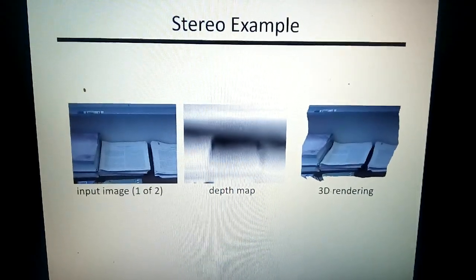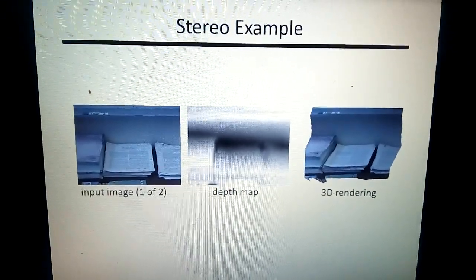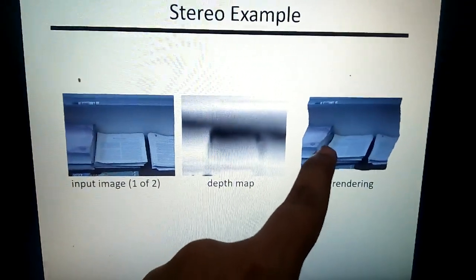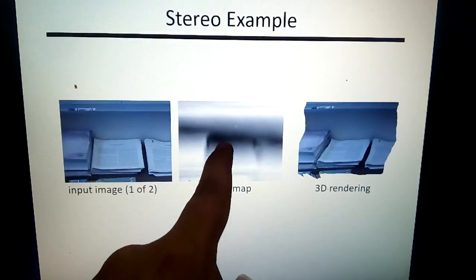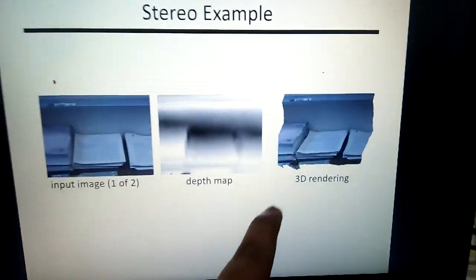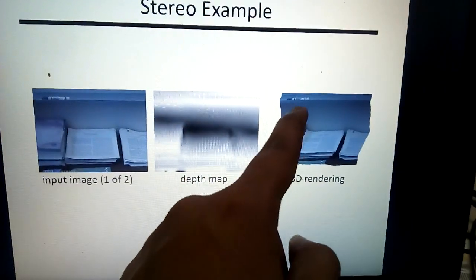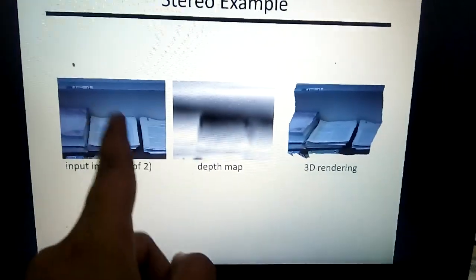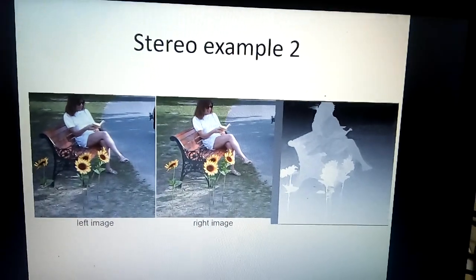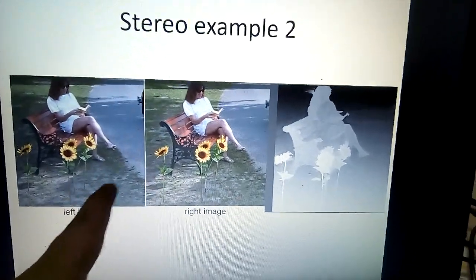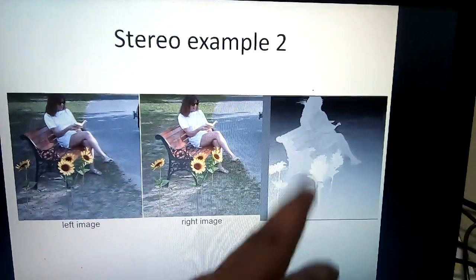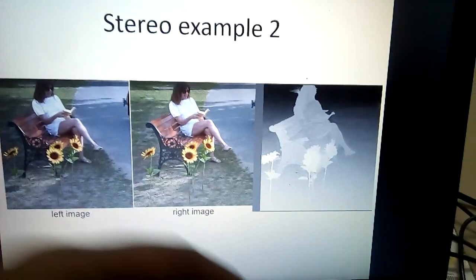Consider this as an input image. How we are applying stereo is that we are having a depth map on this. We apply a depth map, and based on this we get the 3D rendering as follows. As you can see, there is better depth perception in this image than in this image because of the stereo vision. The same here: this is a left image and this is a right image, and using these two images we are finding the depth.